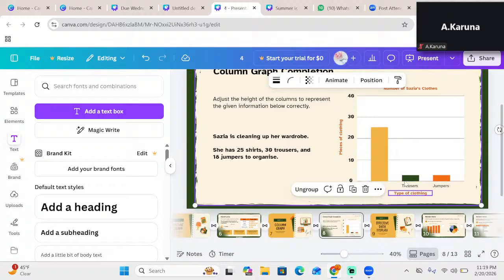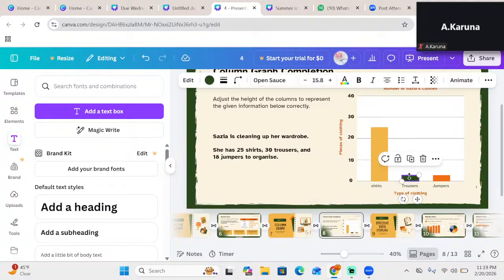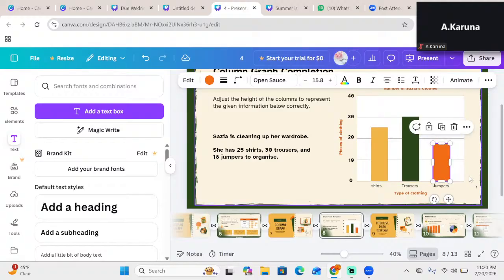Okay. Next, we have trousers. Does she have 10? No, she has more than 10. More than 20. Right here. Perfect. 30 trousers. Next, we have jumpers. She has 18 jumpers. She has more than 10, but not more than 20, right? 18 is 2 less than 20. So you just go 1, 2, down, right about here, and boom, 18.